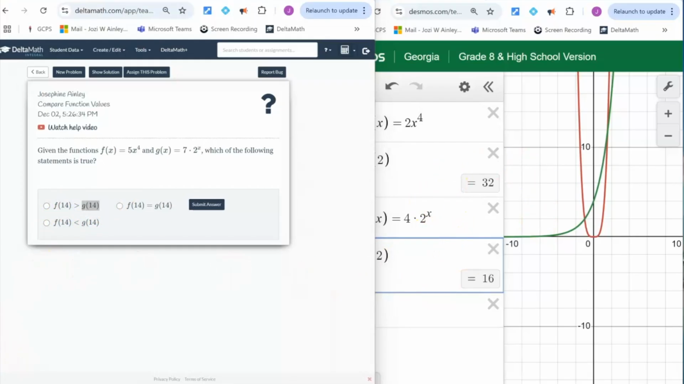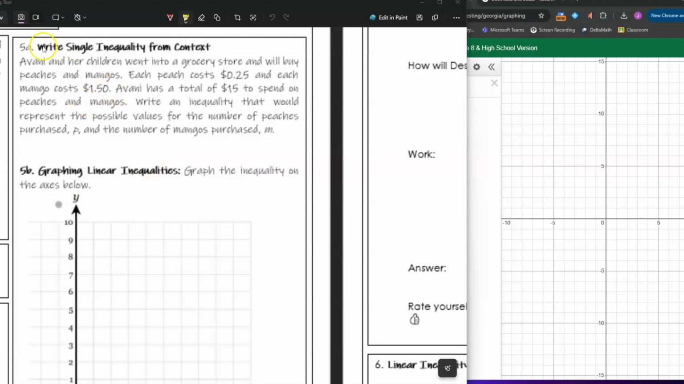Let's practice. All right, so the next one we're going to look at is write a single inequality from context. Okay, so again, what are my keywords here? I'm writing an inequality. That means I don't want to see an equal sign. I want to see greater than or less than. From context just means from the words. All right, so let me read my situation.